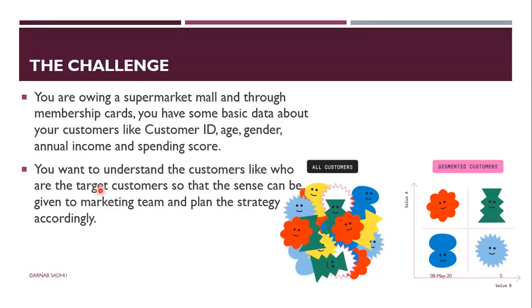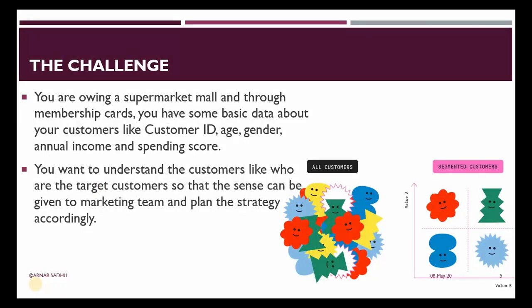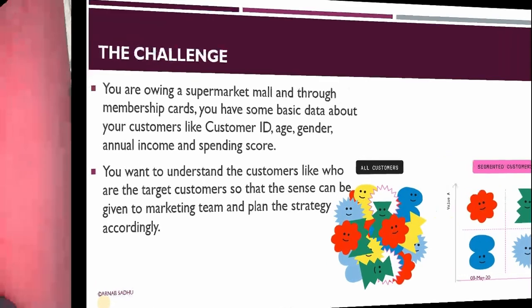Now, where is the challenge? You have some basic data about your customer, like their ID, age, gender, annual income, their spending scores, etc. And then you want to understand the customer, like who are the target customers, so that the sense can be given to the market. So labeling is a challenge, and clustering itself is a challenge. What kind of clustering technique will you use? K-means clustering is a very simple clustering technique that satisfies the challenges that we have discussed. First, I will demonstrate K-means clustering using a pack of cards, and then we'll come back to the algorithm.